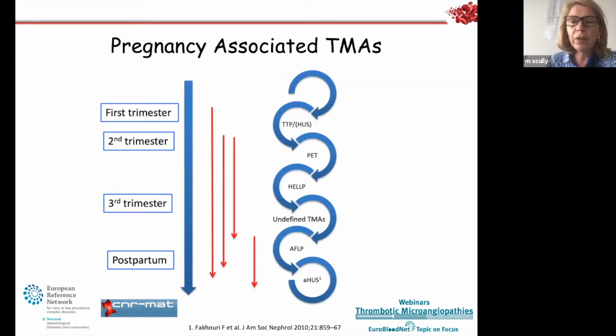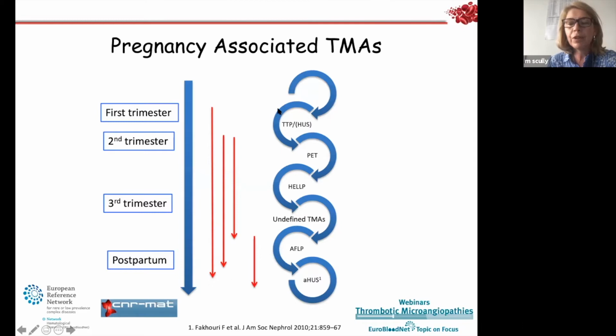So pregnancy-associated TMAs are very difficult, and they're very difficult because you've not only got conditions that can be precipitated by pregnancy, but you've also got those thrombotic microangiopathies that are primarily associated with pregnancy, such as preeclampsia, HELLP, acute fatty liver of pregnancy, and also atypical HUS.